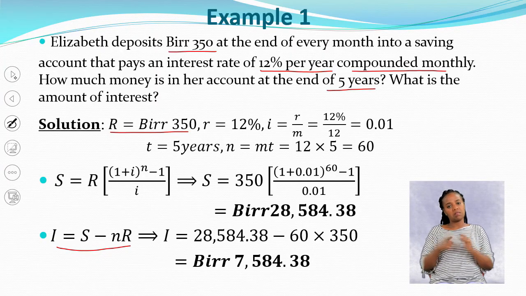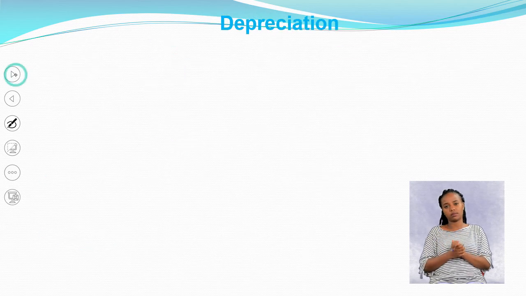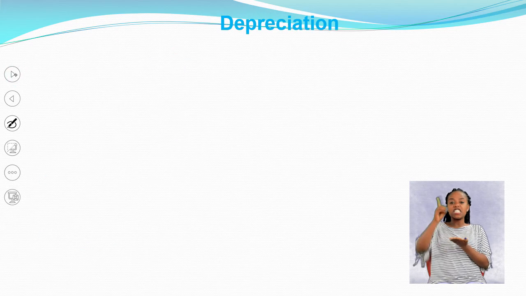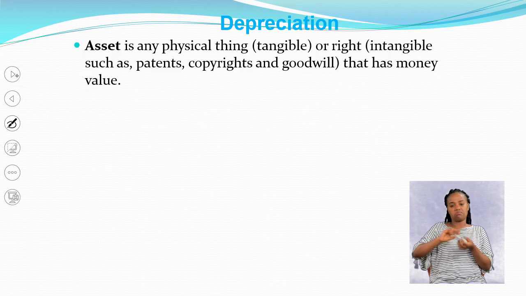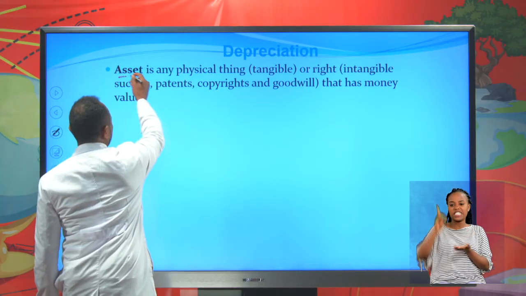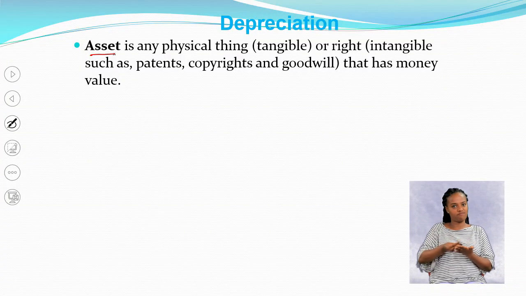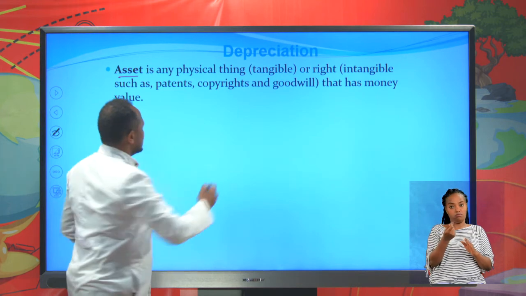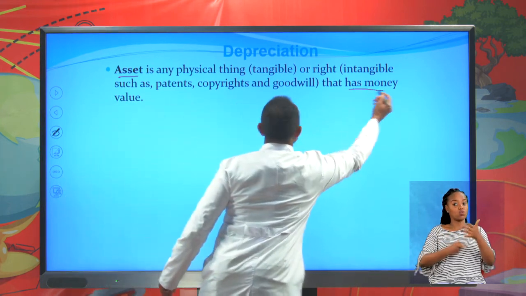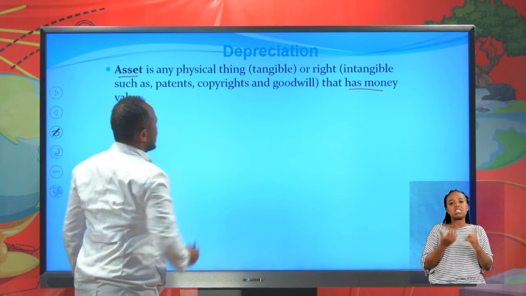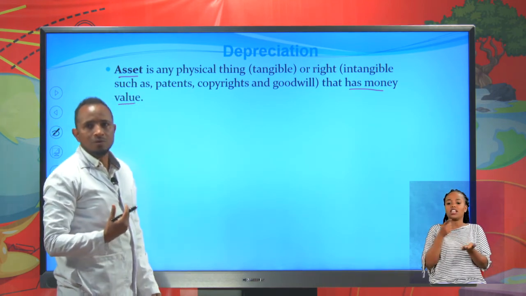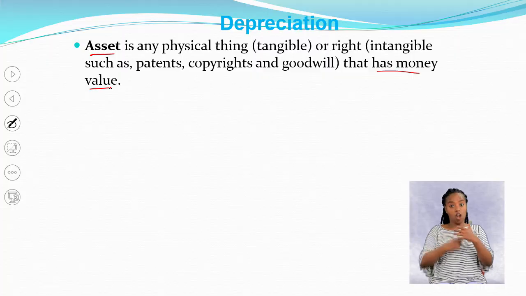Now let's continue to the next part. Depreciation. Before depreciation, let's see some terms. Asset. Asset is any physical thing. It may be tangible or intangible, like patents, copyrights, and goodwill that have money value. So this asset, tangible or intangible quantity that has money value, we call it an asset.